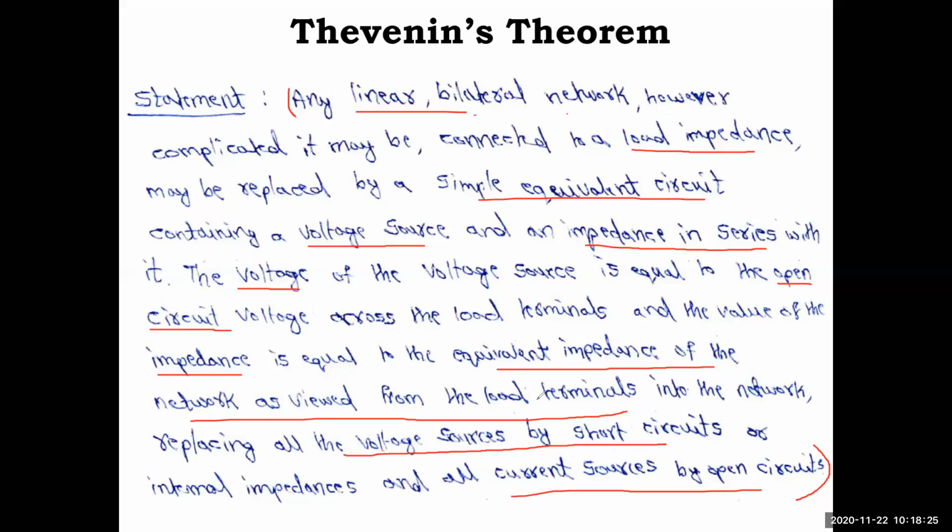Then you can connect it back. So how it looks: the new voltage source in series with the impedance and the load. Then you can easily find the desired current or voltage. One more time I will repeat this. A linear bilateral network, however complicated it may be, connected to a load impedance, may be replaced by a simple equivalent circuit containing a voltage source and an impedance in series with it. So this is the first part.